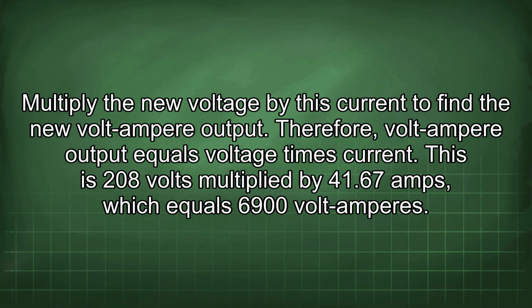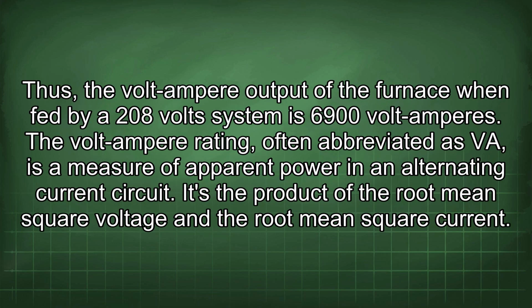Therefore, volt-ampere output equals voltage times current. This is 208 volts multiplied by 41.67 amps, which equals 6,900 volt-amperes. Thus, the volt-ampere output of the furnace when fed by a 208 volt system is 6,900 volt-amperes.